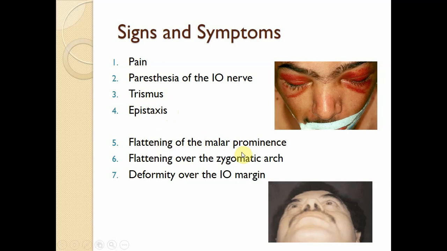Then there will be flattening of the malar prominence; you can see flattening on that particular region. There is flattening of the zygomatic arch because the fracture site might go inward, so there will be flattening of the zygomatic arch or the malar prominence, and deformity over the infraorbital rim. If you palpate, you can feel a deformity on the infraorbital margin also.